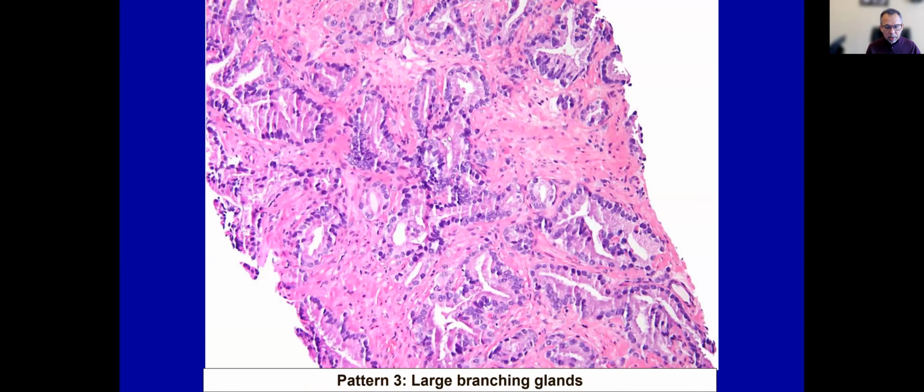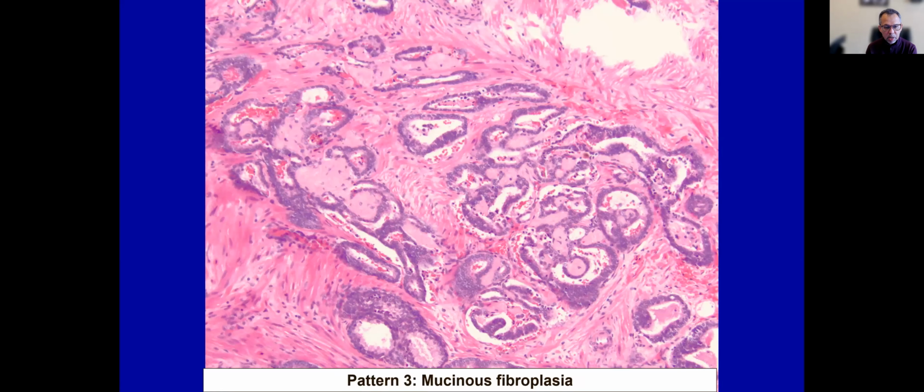Pattern 3 sometimes can have branching U-shaped, Y-shaped type of glands that should not be overinterpreted as evidence of fusion, and it represents pattern 3.